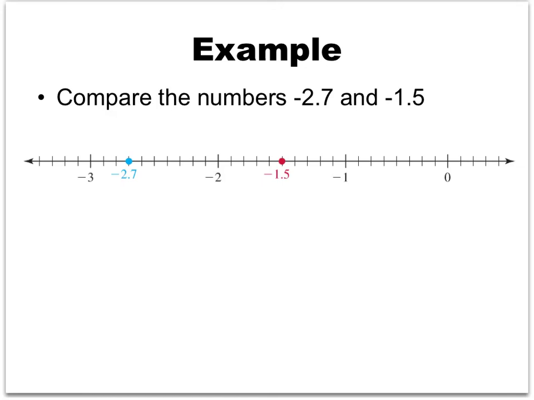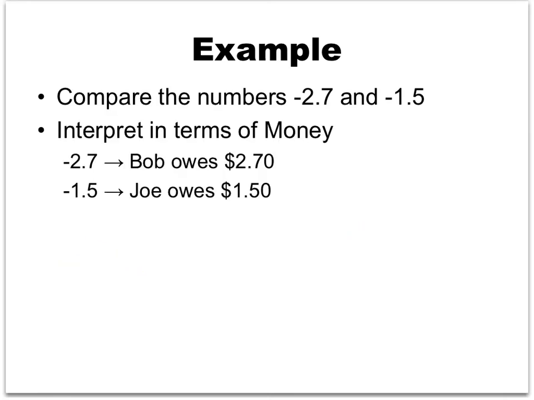So now we see that negative 0.27 is to the left of negative 1.5, and so we'd say that negative 2.7 is less than negative 1.5. And so there's how we can use a number line to compare negative numbers. Now let's look at another way that we could compare negative numbers. Let's again compare these numbers, negative 2.7 and negative 1.5.